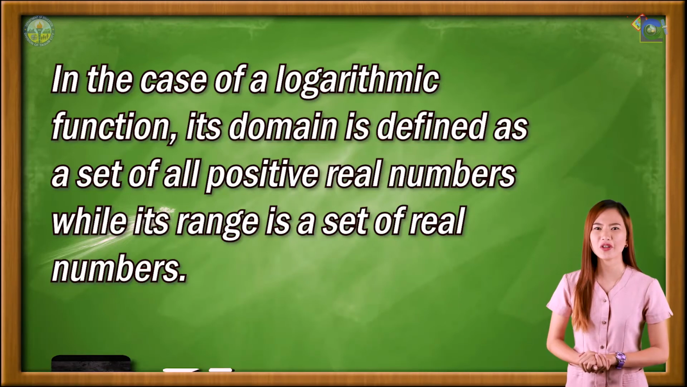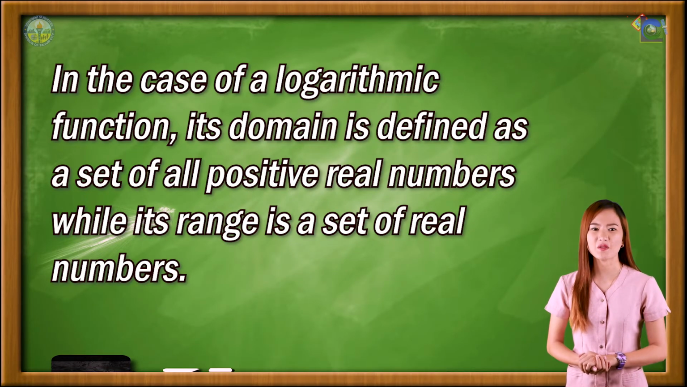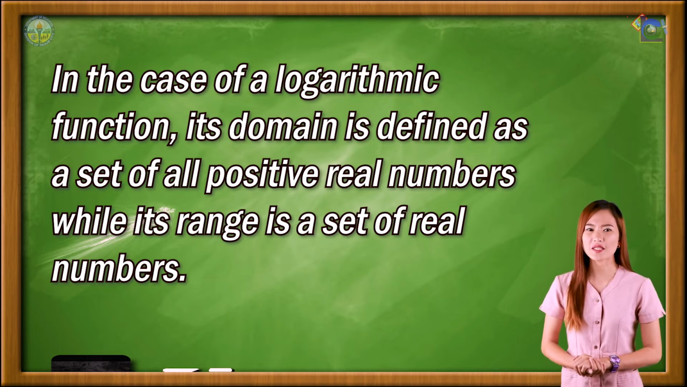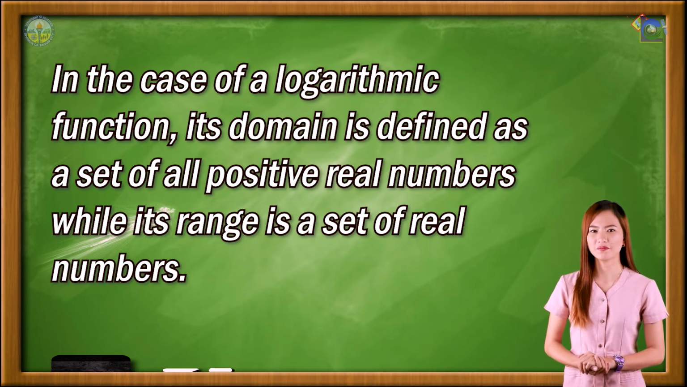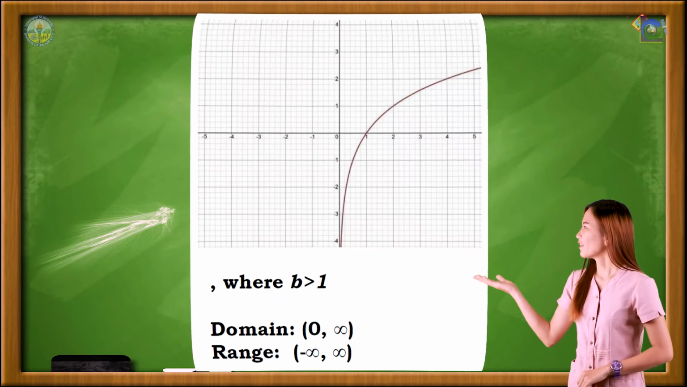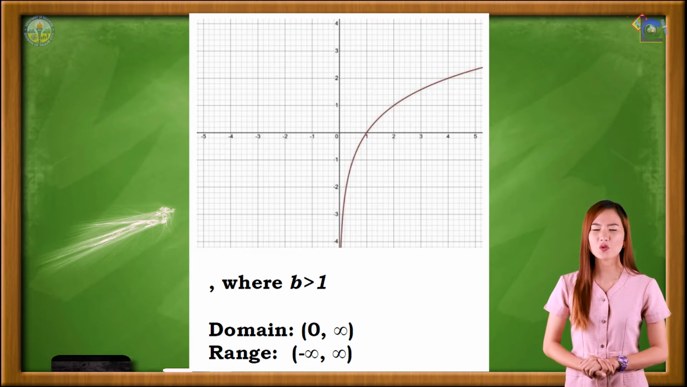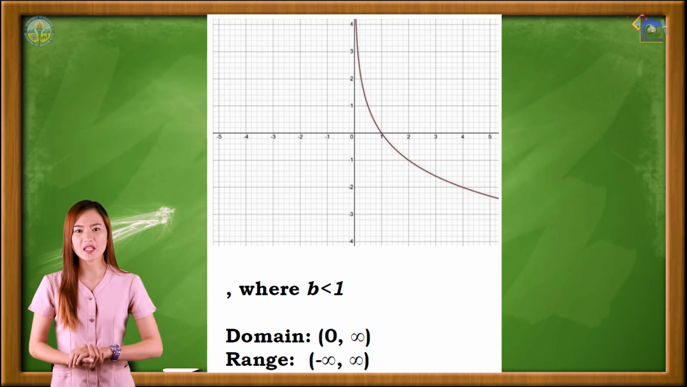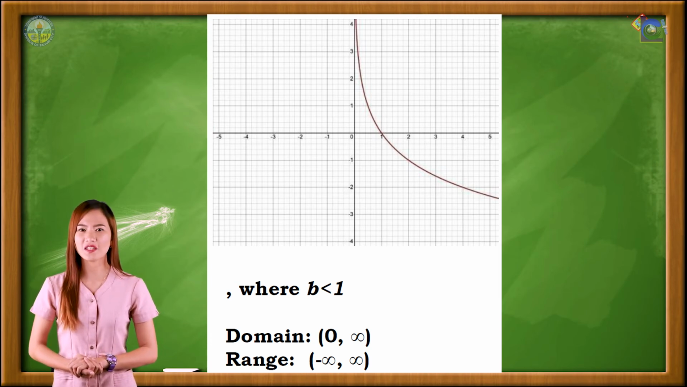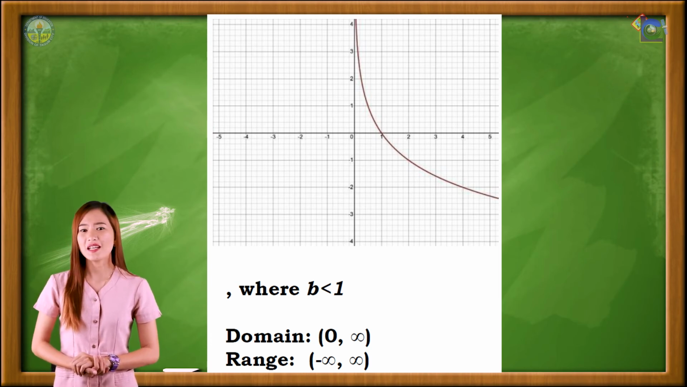In the case of a logarithmic function, its domain is defined as the set of all positive real numbers, while its range is the set of real numbers. Domain in this graph is 0 to positive infinity, and range is negative infinity to positive infinity. In this graph, the domain is 0 to positive infinity, and its range is negative infinity to positive infinity.